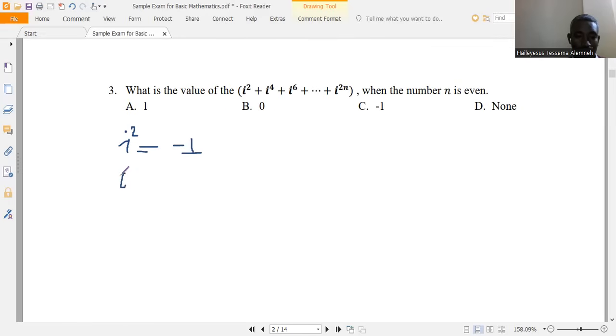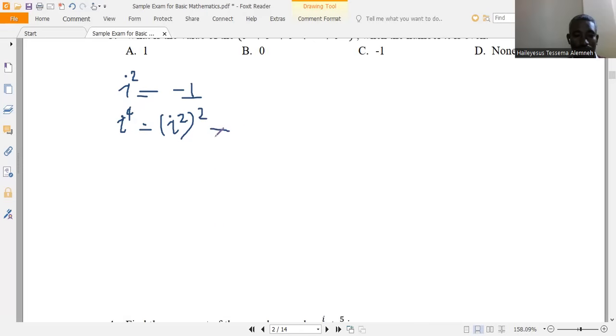What's i to the power of 4 next? Which is the same as i squared times i squared, so i squared times i squared, which is positive 1. Then what about i to the power of 6?